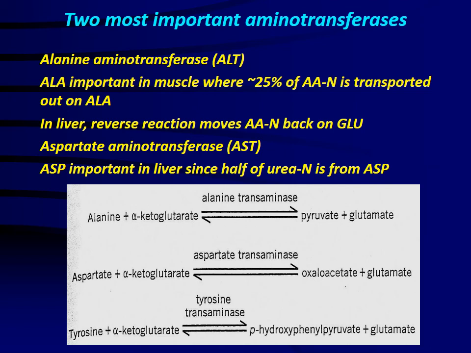Some examples of transamination reactions. Alanine combined with alpha ketoglutarate in the presence of alanine aminotransferase is converted to pyruvate and glutamate. Likewise, aspartate combined with alpha ketoglutarate in the presence of aspartate aminotransferase is converted to oxaloacetate and glutamate.